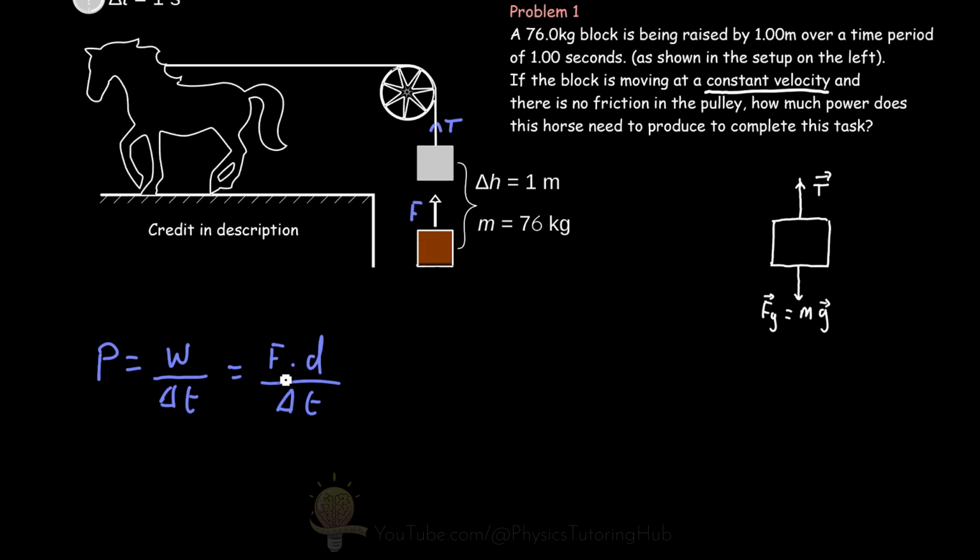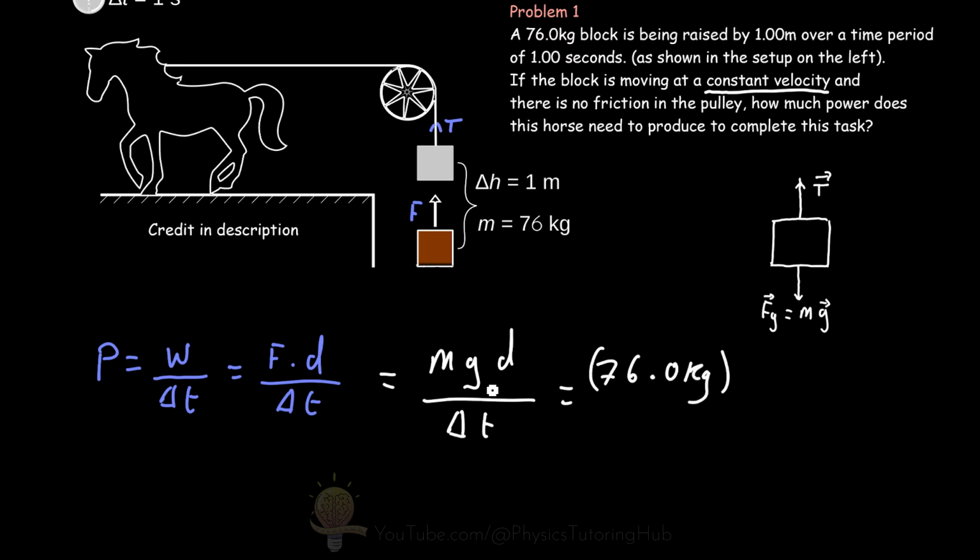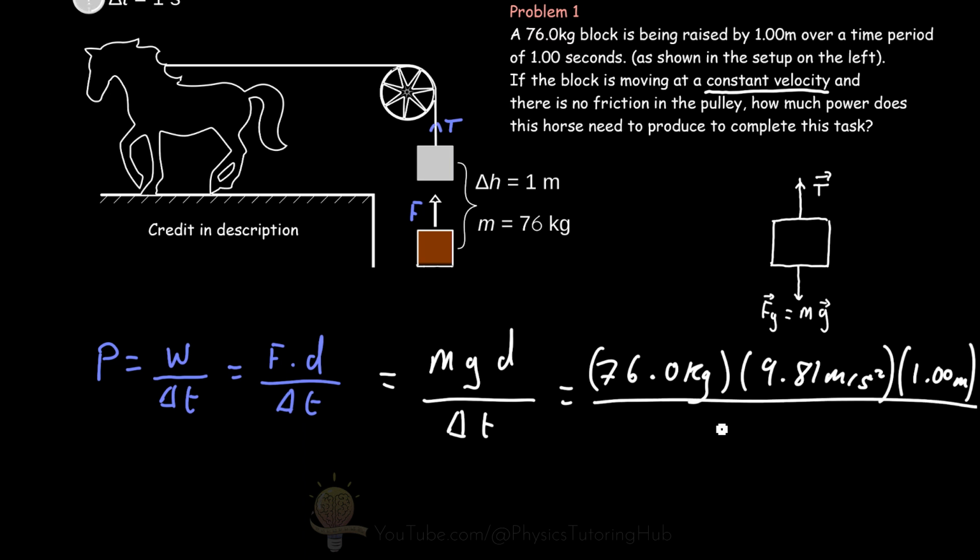We know our force term here, the tension pulling up the box, is equal to the weight of the box, mass times gravitational acceleration. So mg multiplied by the distance over the time period. So we have the mass of the block, 76.0 kilograms, multiplied by the acceleration due to gravity, 9.81 meters per second squared, multiplied by the distance the block is moving, 1.00 meters, divided by the 1 second time period, 1.00 seconds.